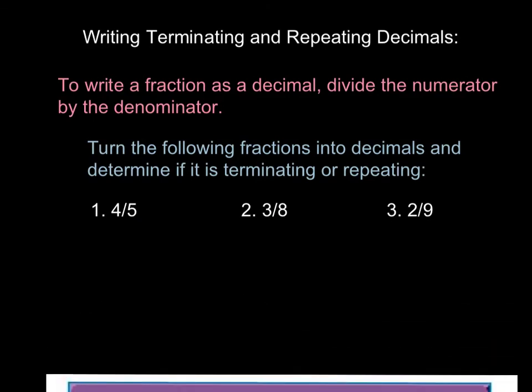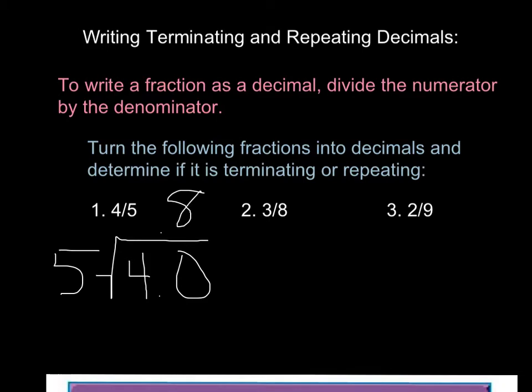The first example is 4/5, so we need to see how many times 5 goes into 4. 5 doesn't go into 4 evenly, so we have to add a decimal. When we do this, now we're looking to see how many times 5 goes into 40. 5 goes into 40 8 times. Therefore, 4/5 as a decimal is 0.8 or 8/10.